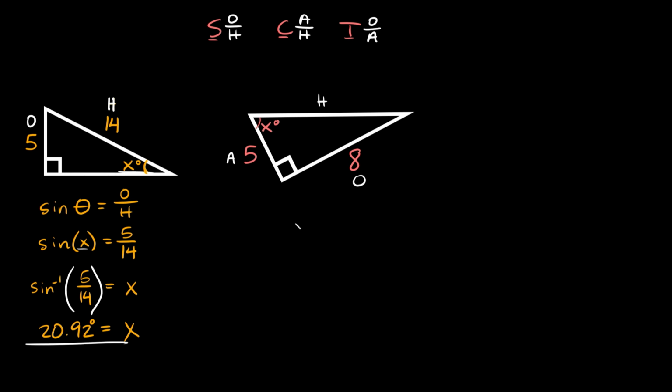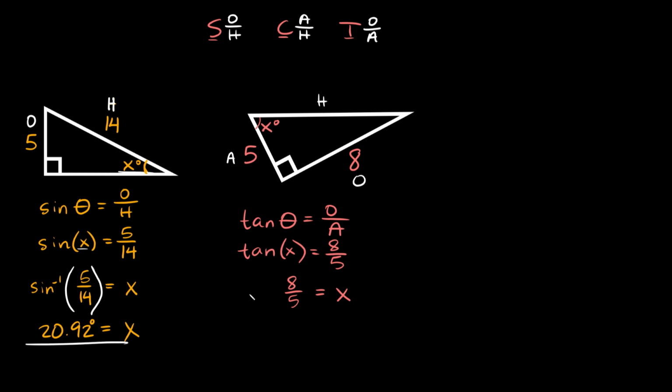So we're going to want to use tangent. The tangent of theta is equal to the opposite side over the adjacent side. So the tangent of this unknown angle x is equal to the opposite side, which is 8, over the adjacent side, which is 5. Again, we have a missing angle, so we want to switch the position of the x and the fraction. We're going to put the x out here and the fraction on the inside, 8/5.